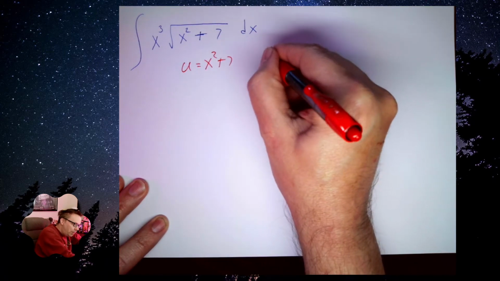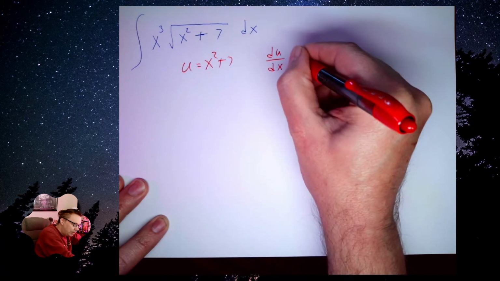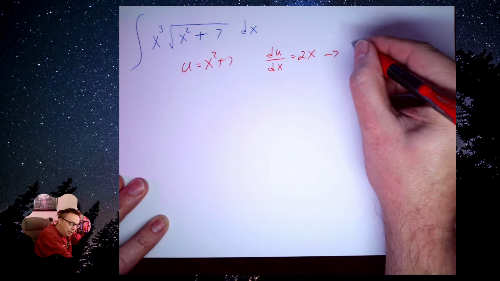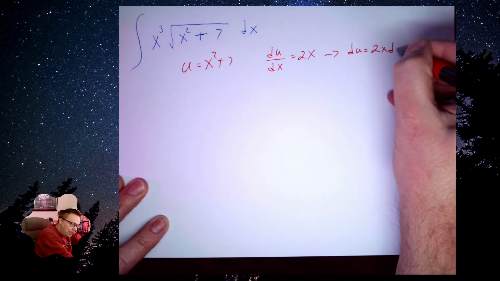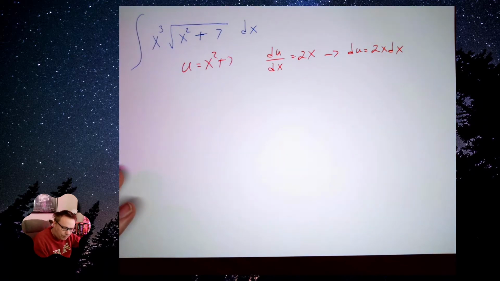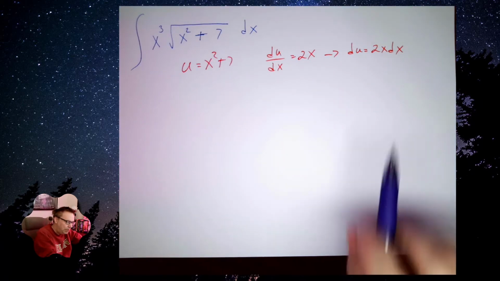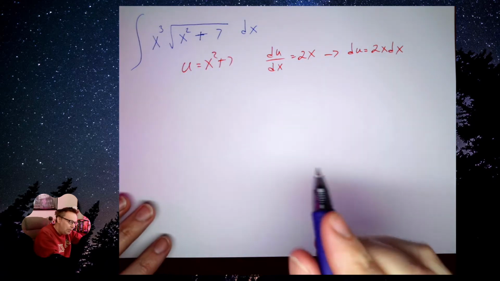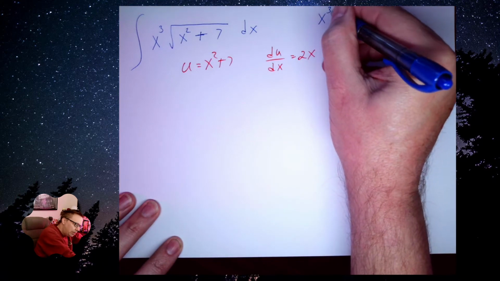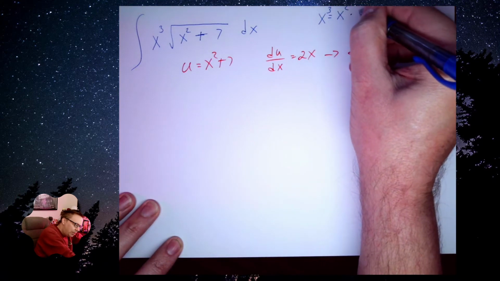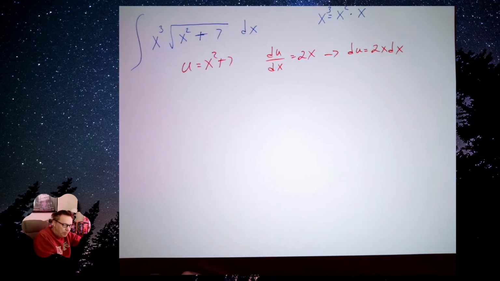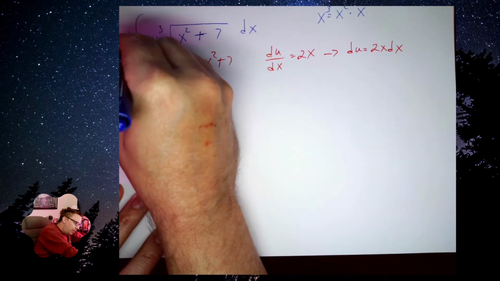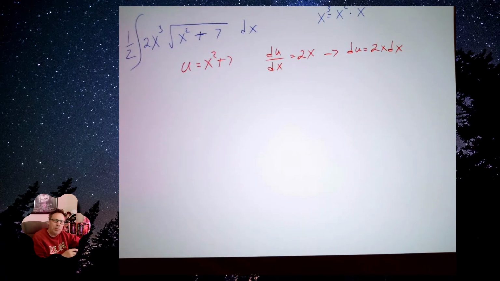So from here, I wind up getting the derivative with respect to x is equal to 2x. This gives me a differential du is equal to 2x dx. Well, this is a little bit harder because do I have an x dx in here? Well, I do, because x cubed, I can write that as x squared times x. But I'm still missing the 2. So I'm going to put a 2 here and a 1/2 on the outside. That's like multiplying by 1.